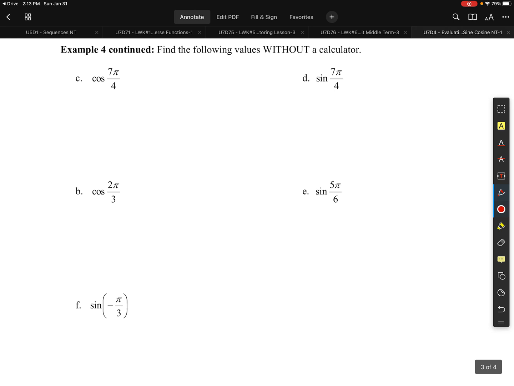All right, so take a moment. You got these 5 examples. Pause, try them out, come back, check your work. Let's see how we are doing.